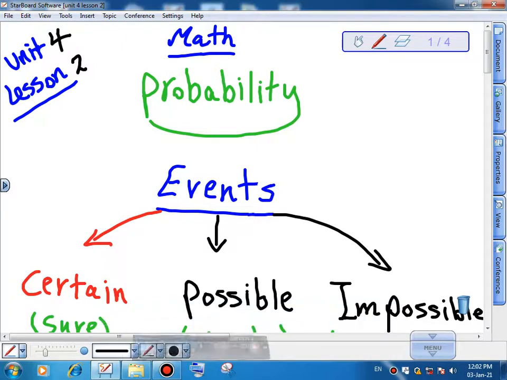Hello everyone, today we are going to learn the second lesson, unit 4, which is the probability. First, before we say the meaning of the probability, we need to know the new word, which is event. What's the meaning of event?